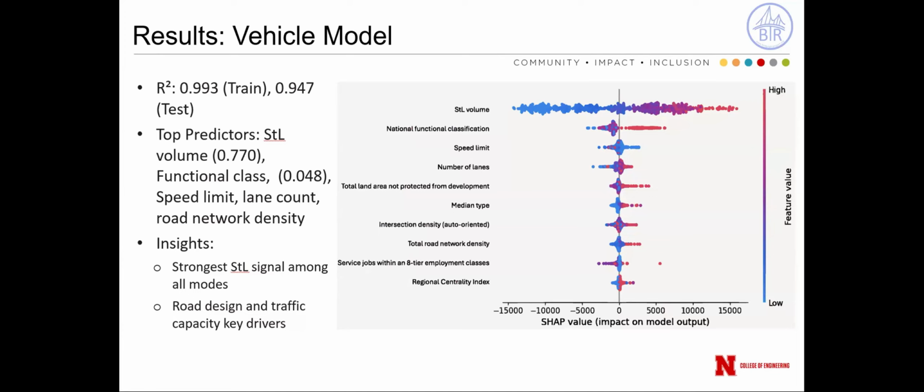StreetLight volumes was the most important feature by far, with an importance score of 0.77. This shows that LBS data is quite reliable for motor vehicles. Other important features include functional class and speed limit, which are indicators of road capacity and design. These results validate what we expected. Vehicle travel is easier to detect and model accurately using LBS data, especially on high volume roads.